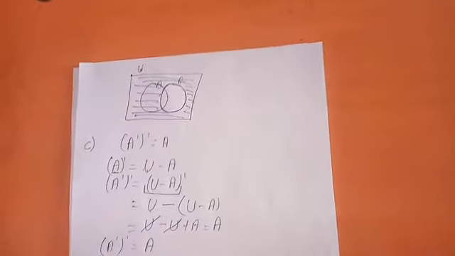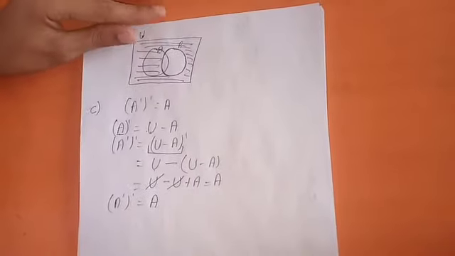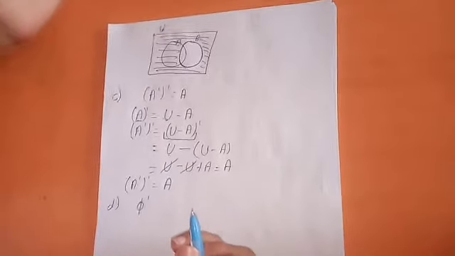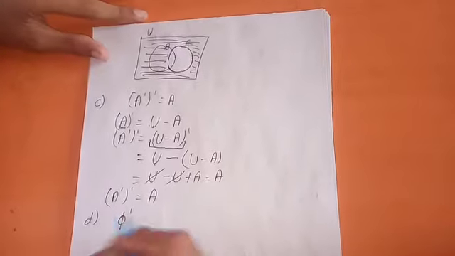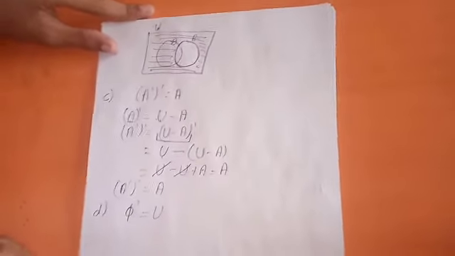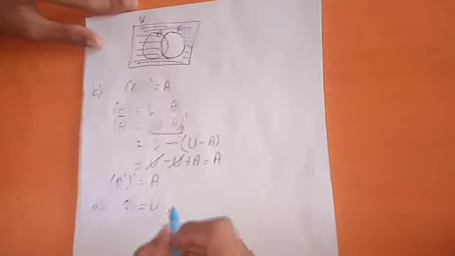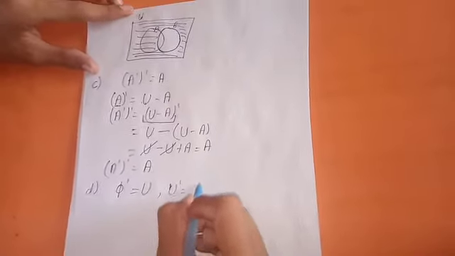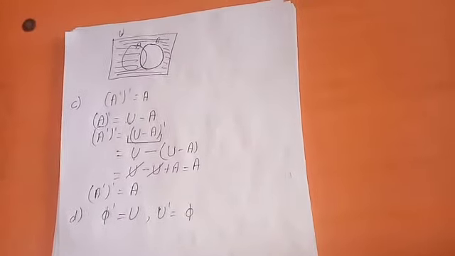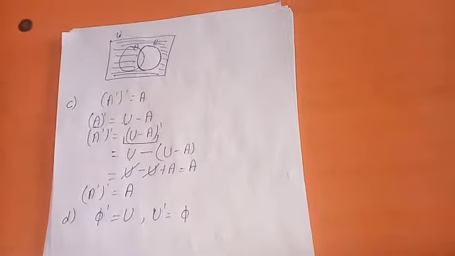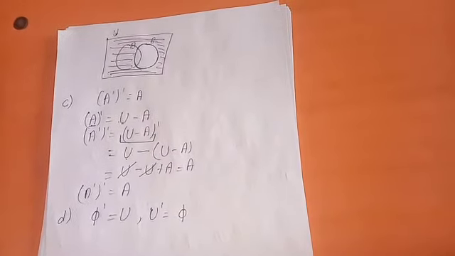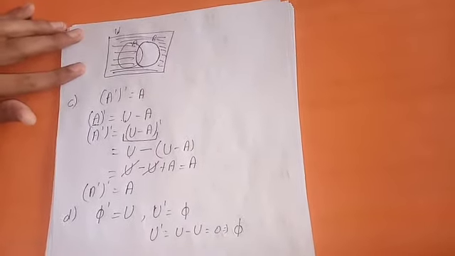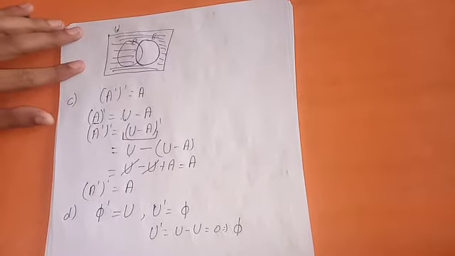Okay, understood. Now fourth is quite easy. That is phi'. Phi means nothing, and its complement will be what? Everything. Everything means our universal set U. And similarly, if we do its opposite, that means we have to find the universal set complement, we will get phi. Why? Because every element is included in our universal set U. So if we take its complement, what we will get? U' will be U minus U, that means 0, that means phi. Okay.